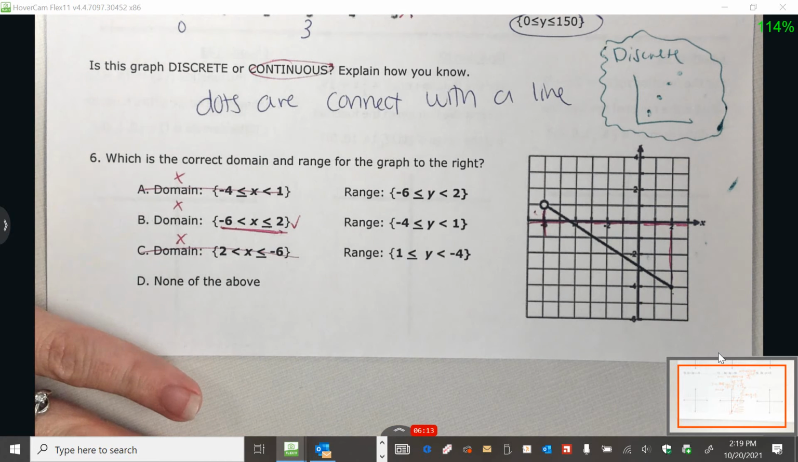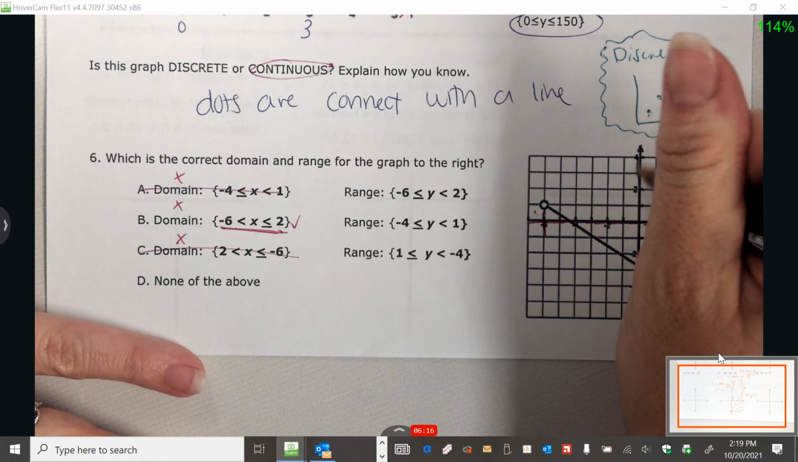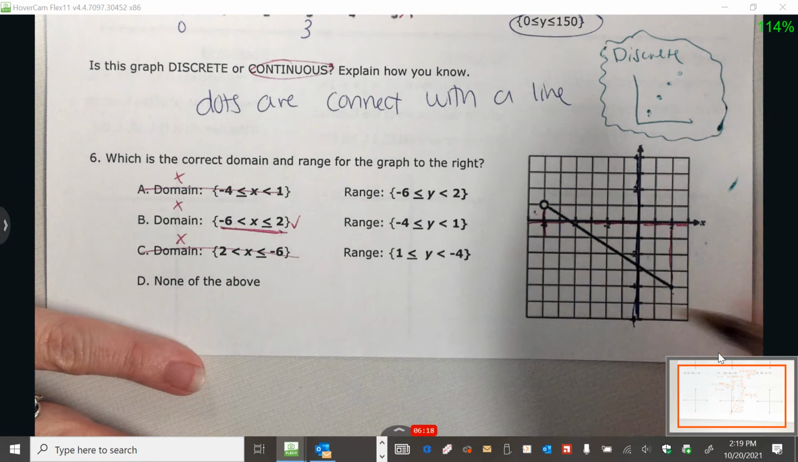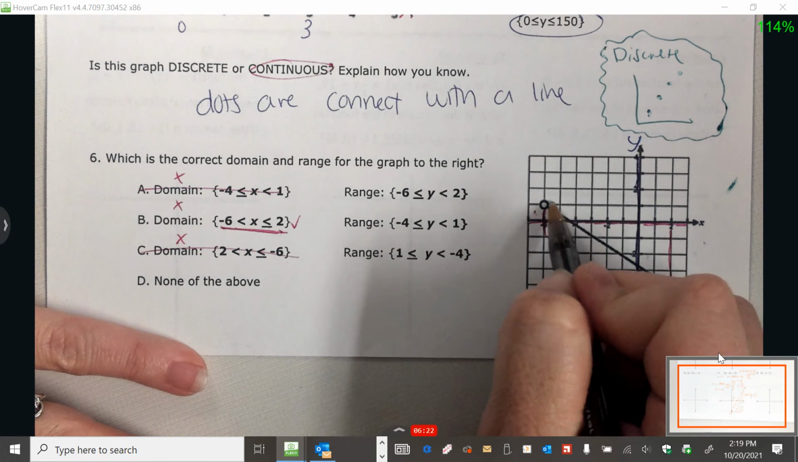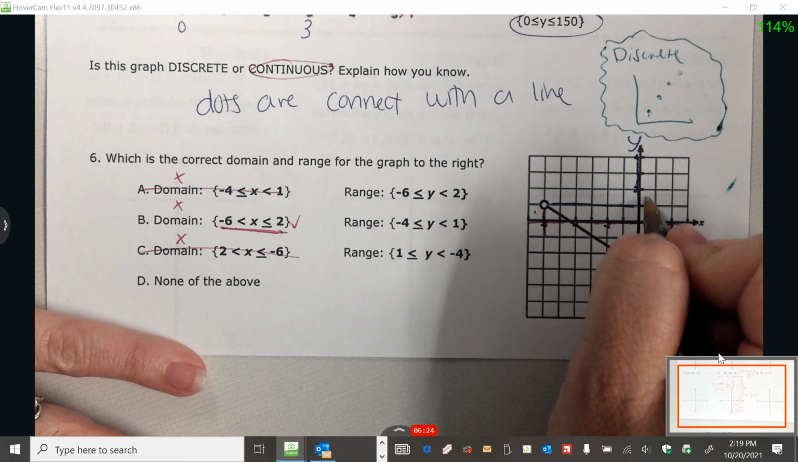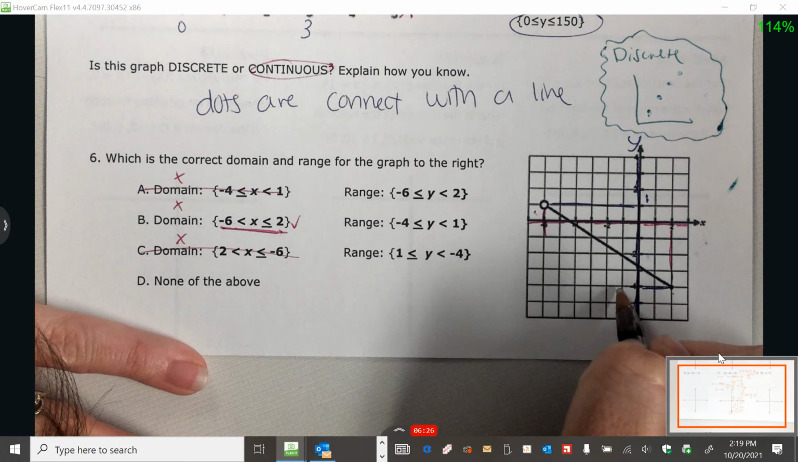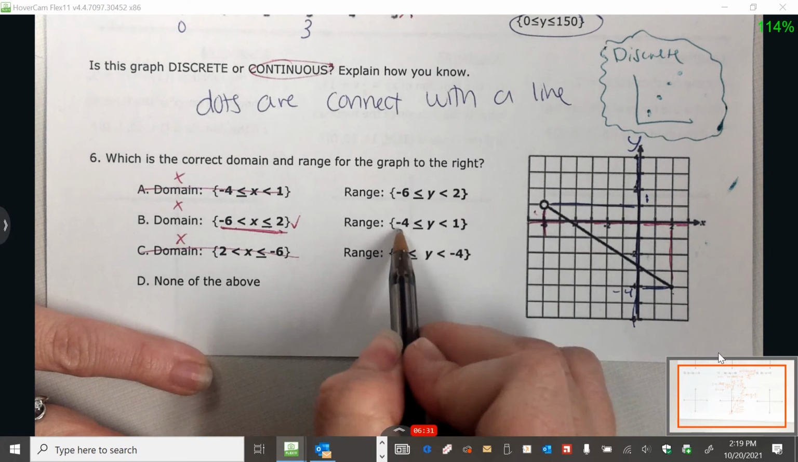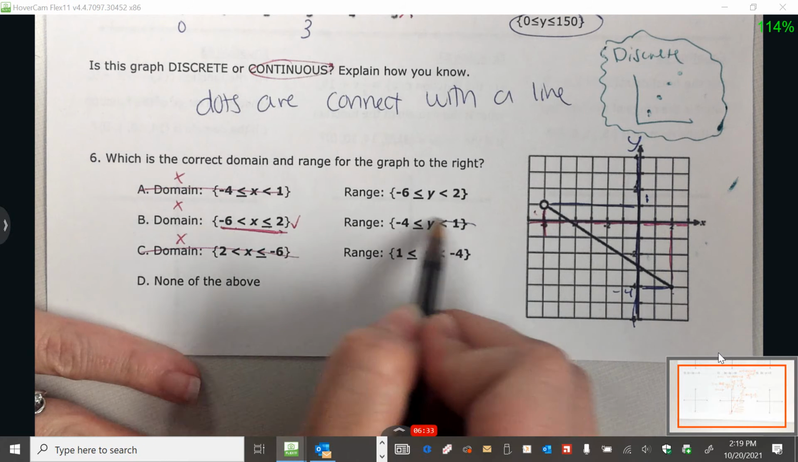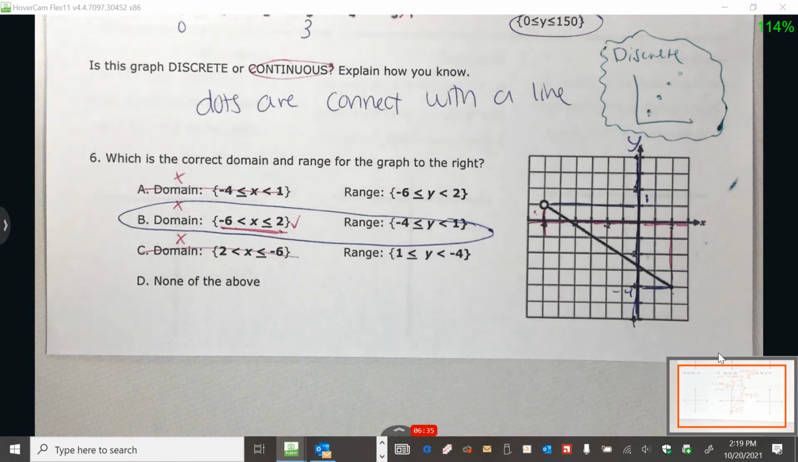Okay, so then when we look at range, that's my y. Okay, and knowing that, I'm only looking at my height. So this goes from 1 all the way down to -4. So my lowest to highest, -4 to 1. So this is my answer.